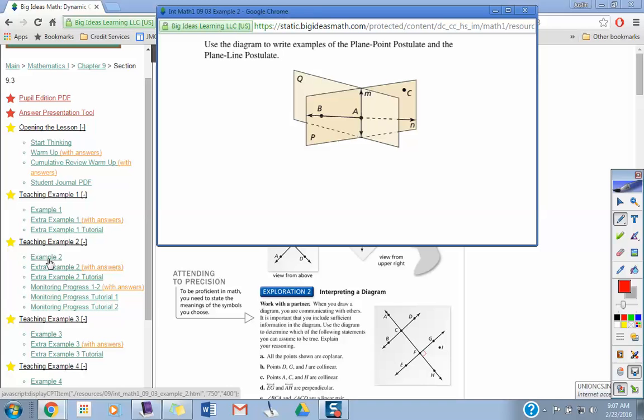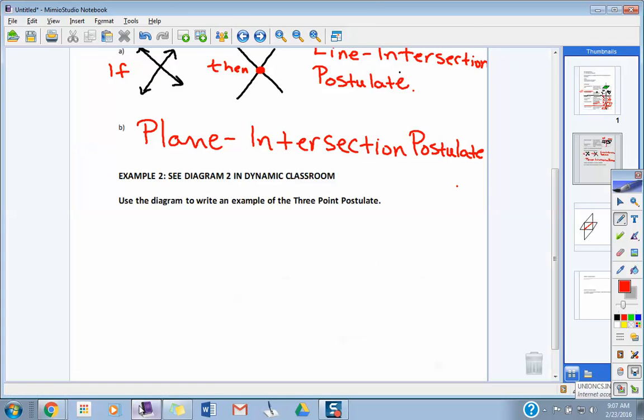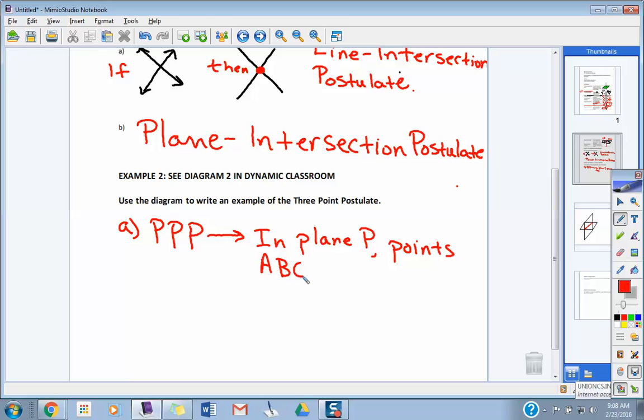So I'm going to write that right here. For my plane point postulate, which is part A, I'm going to call it the PPP. Is that okay? In the plane point postulate, in plane P, points A, B, and C are non-collinear.